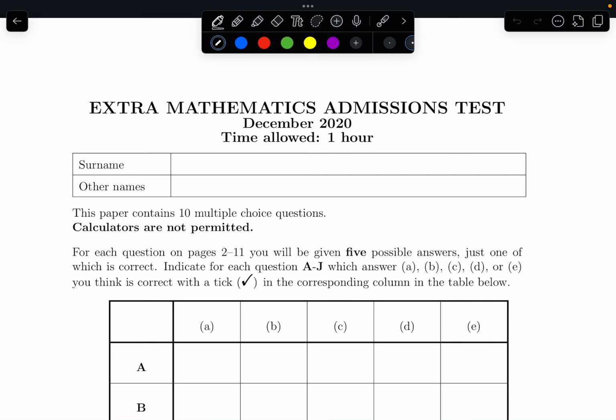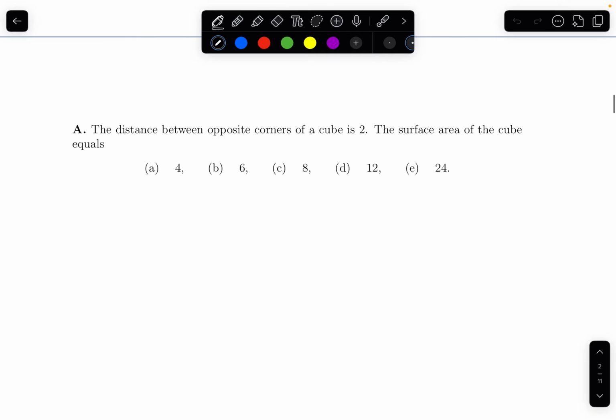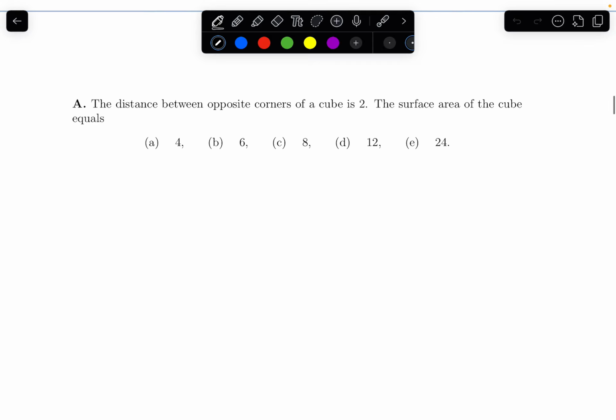Alright, this is a quick video of the extra multiple choice questions for the MAT for 2020. So, for this one, the easiest way to do it is using a rule for Pythagoras for cubes.